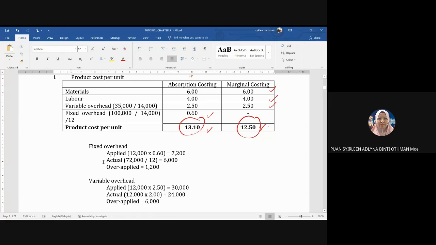Okay, untuk actual, saya nak kamu baca soalan betul-betul. I think semua orang dapat salah kat sini. Prepare an income statement for the month ended.